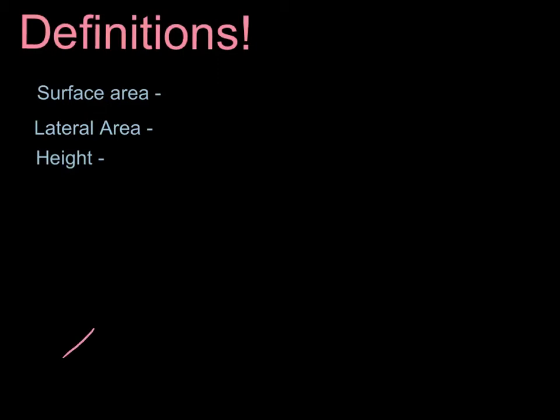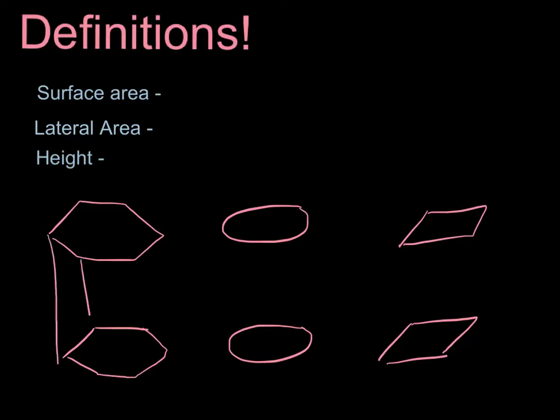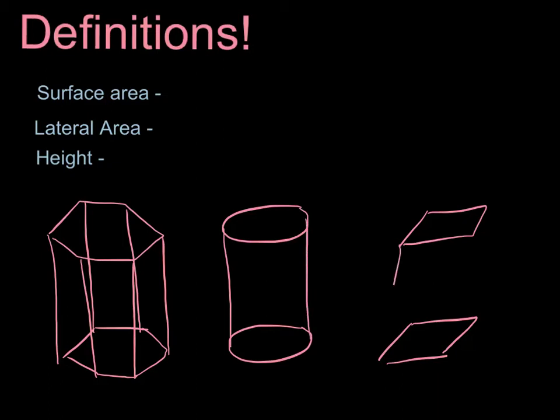So a prism, by definition, has 2 matching bases. So I'm going to draw a hexagon first. I'm going to draw a circle. I'm going to draw a parallelogram. Okay. Now to make these 3D, you connect each vertex to its matching vertex. That makes it 3D. Here's a cylinder, and here's a rectangular prism. And that's how you draw a prism.